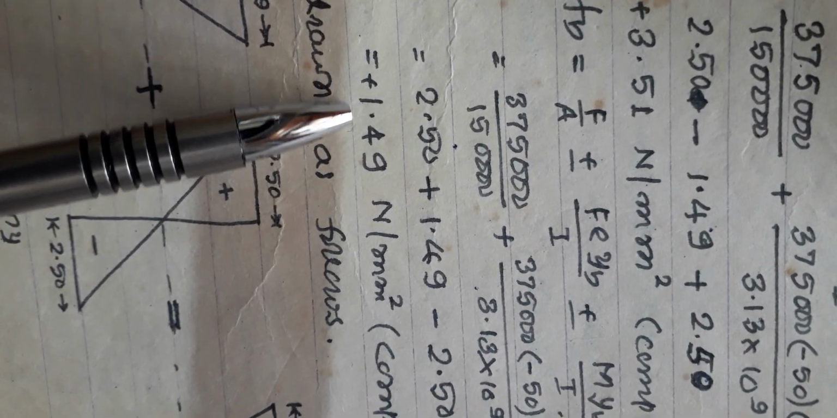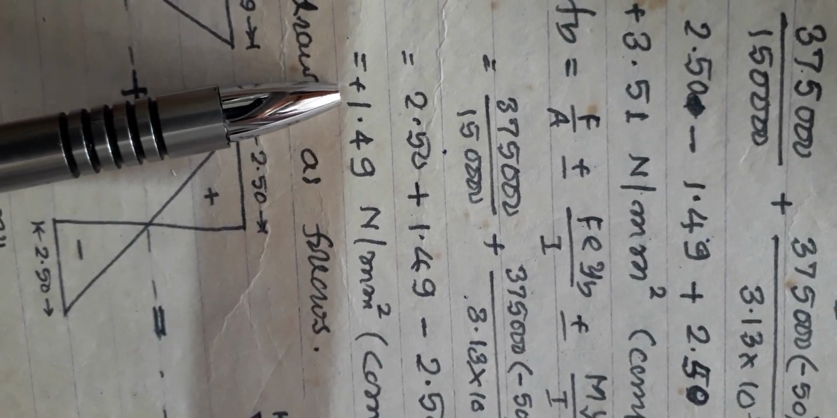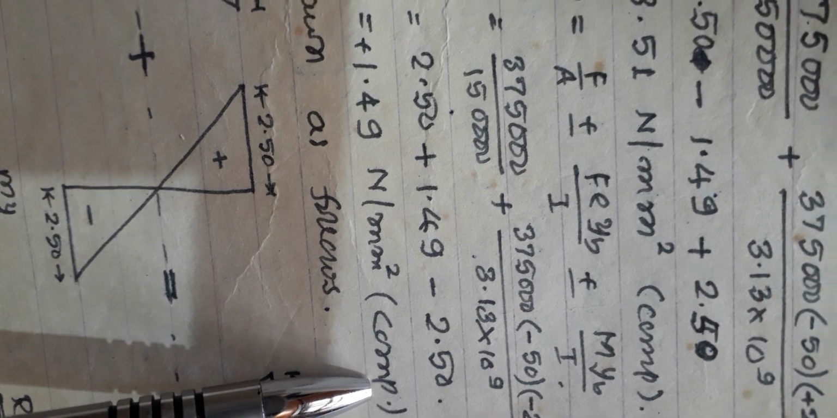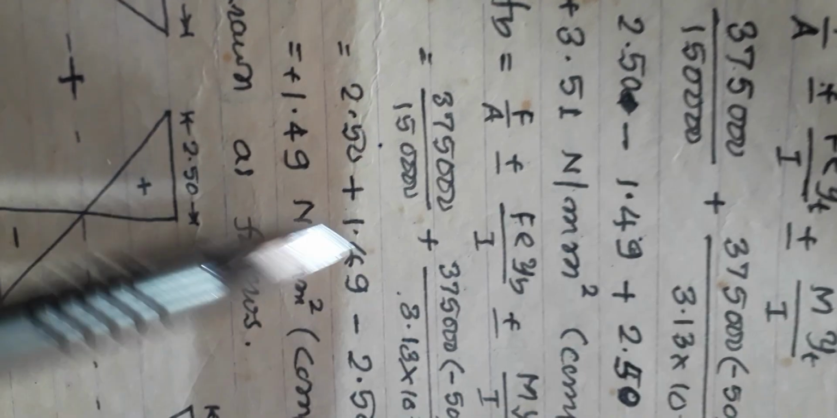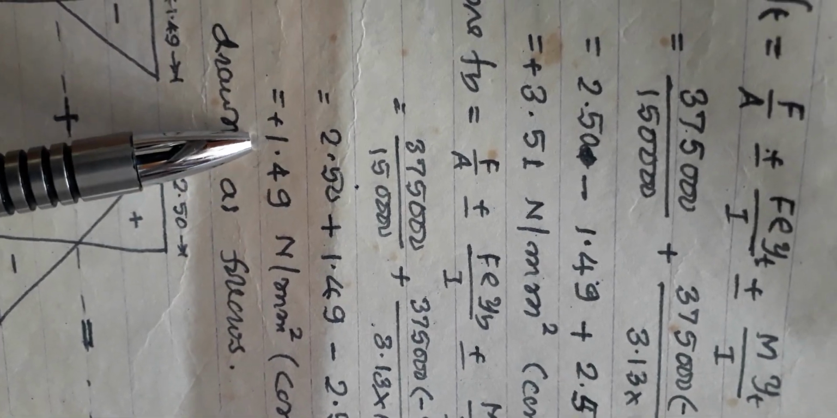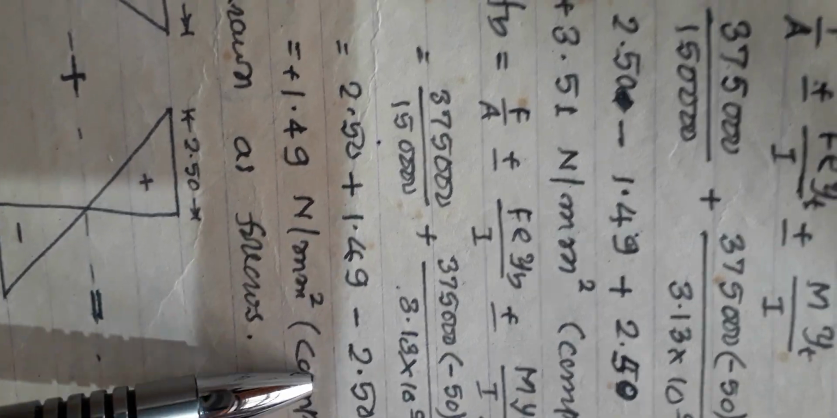So you will get plus 1.49. But here the plus sign indicates that it is compression. Here also plus 3.51 indicates that it is compression. Okay, so now top fiber stress is plus 3.51, it is compression, and bottom fiber stress is plus 1.49, it is also compression. So now if at all I want to draw the stress distribution diagram, you can see here now.